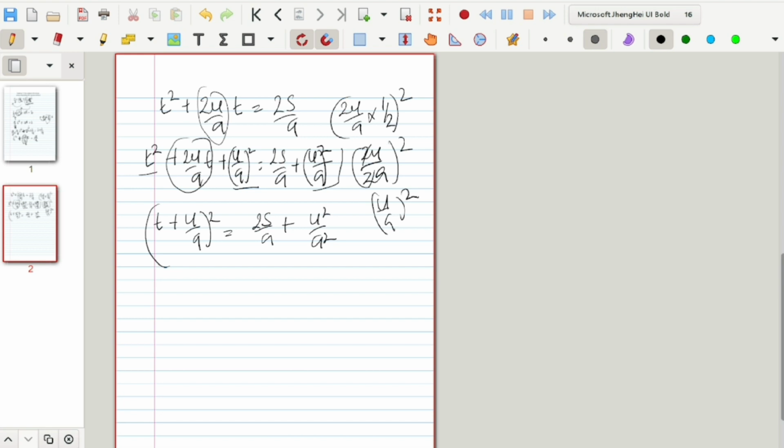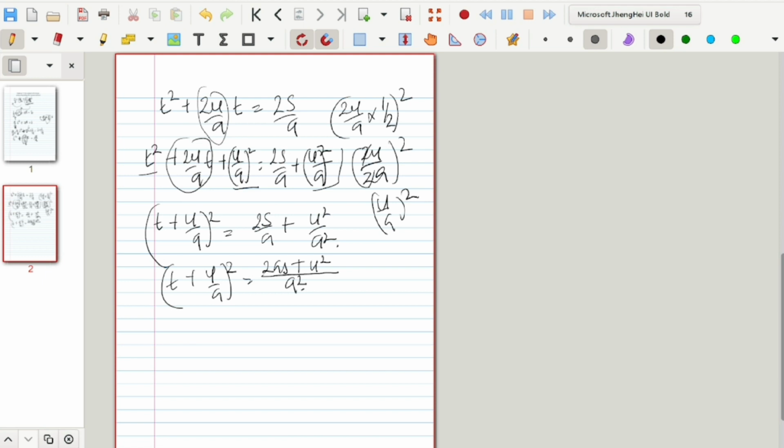You should do that by now. Then on this side, you find the LCM. The LCM is a squared. A squared in a times 2s is 2as. A squared in a squared is 1, and 1 times u squared is u squared. So 2as plus u squared over a squared equals t plus u over a all squared.